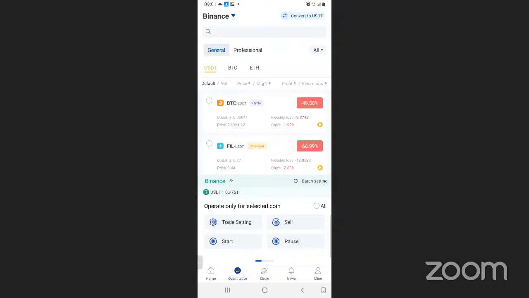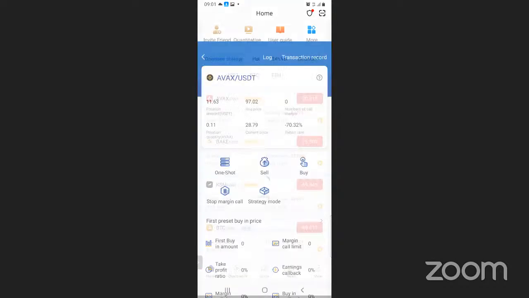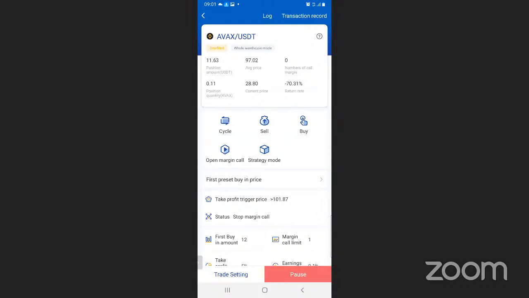Let me just check through. AVAX, how much were you using on AVAX? How much is on AVAX? It's about 11 USDT. Let's check through the coins. I want to see the position amounts on each of the coins, because I want to advise. Yes, it's 11.63. You go back and tap on BTC.